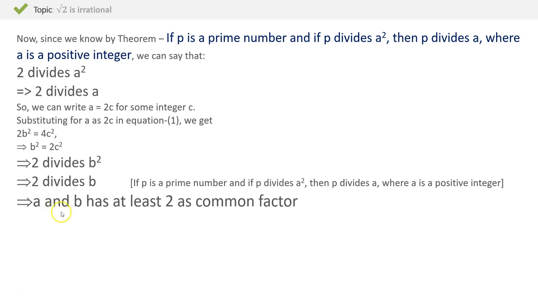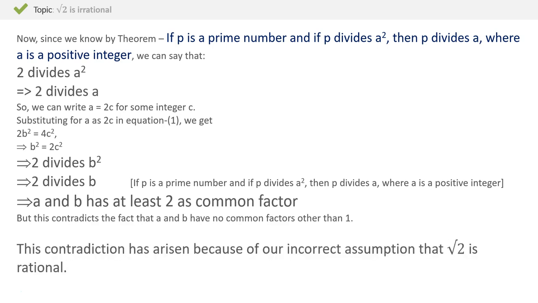and now we are at a point where we see a and b, although they are co-prime, have at least 2 as a common factor, because 2 is dividing b and 2 is also dividing a. So our assumption that a and b were co-prime is totally wrong now, right? But this contradicts the fact that a and b have no common factors other than 1 because they were co-prime. This contradiction is because of our incorrect assumption that square root of 2 is rational, and hence we can conclude square root of 2 is irrational.